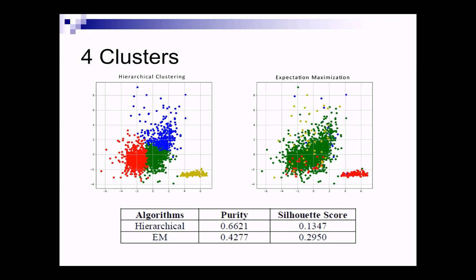We see that the hierarchical clustering algorithm tends to keep the cluster sizes the same. The expectation maximization algorithm, however, tends to cluster most of the data in one group. According to the purity score, we can see that hierarchical clustering does a better job at classifying the right cluster in comparison to expectation maximization. However, the silhouette score is close to 0, which suggests it might be better to take a different number of clusters.